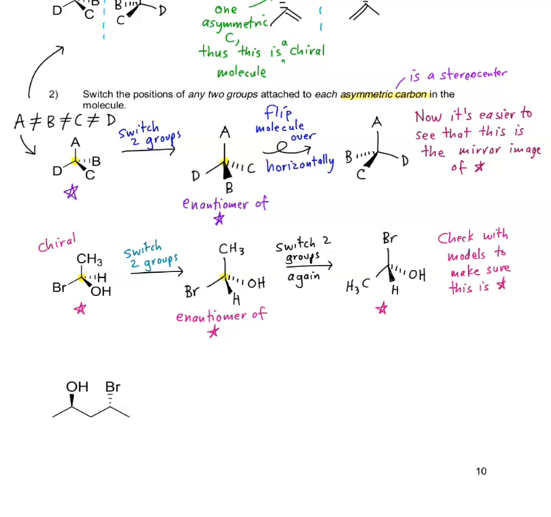The way you would do that is to make a model of the original picture, which is this one on the left, and make a model of what we ended up with, which is this one over here, and then try to superimpose them. What you should find is that they are completely superimposable, which means that they are identical structures. Okay, let's do one more. This one has more than one asymmetric carbon. It has two. So to draw its enantiomer, remember we have to switch two groups at all the asymmetric carbons.